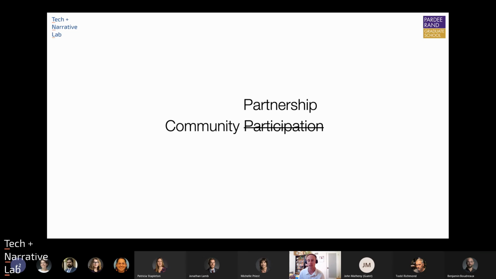The first thing I want to do is ask all of us to shift our thinking a little bit, and rather than thinking just about community participation, to think a little bit more deeply about community partnership. And I'll go into what that means now. Next slide, please.